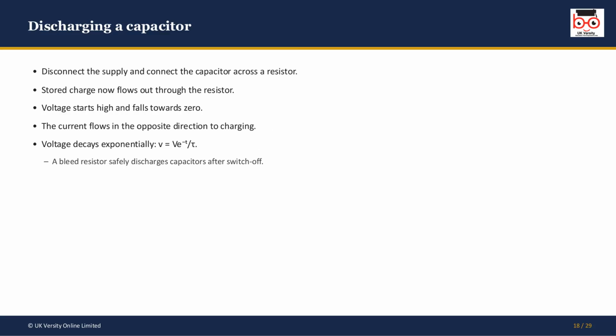Discharging is the mirror image. Disconnect the supply and connect the capacitor across a resistor, and the stored charge now flows out through it. The voltage starts high and falls away towards 0, with the current flowing in the opposite direction to charging. This time, the voltage decays exponentially, following V equals the initial voltage times e to the minus t over tau. In practice, a bleed resistor is fitted to discharge a capacitor safely after the power is switched off.